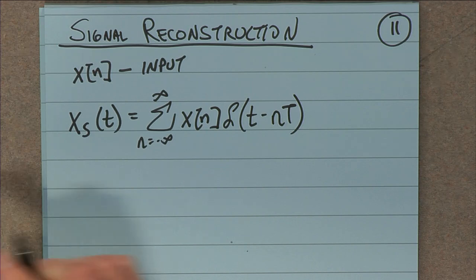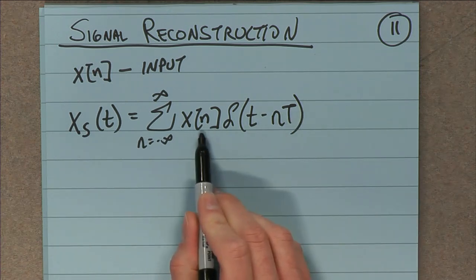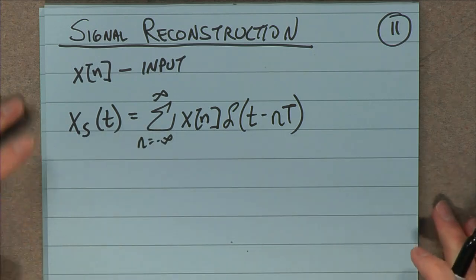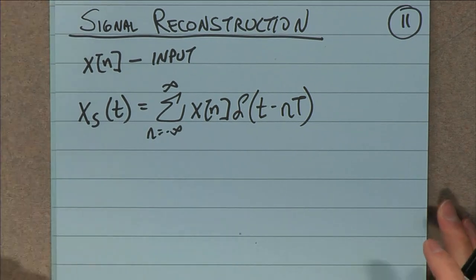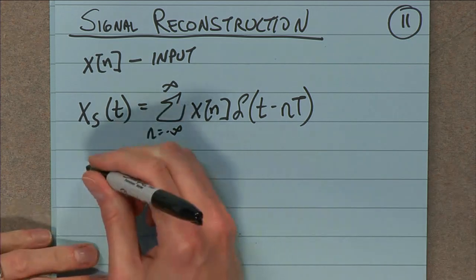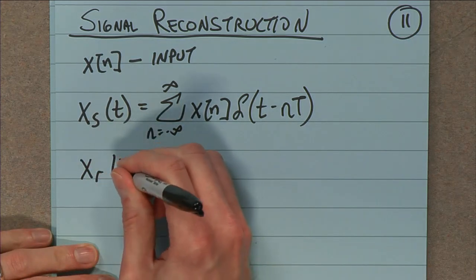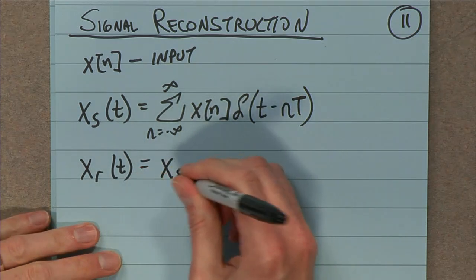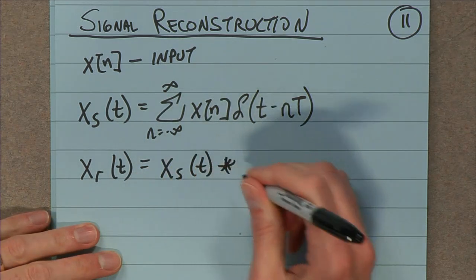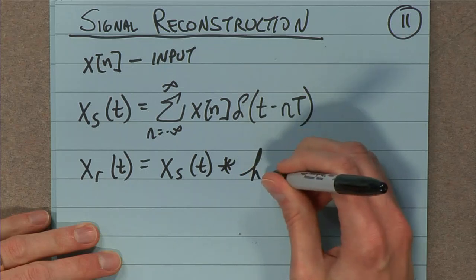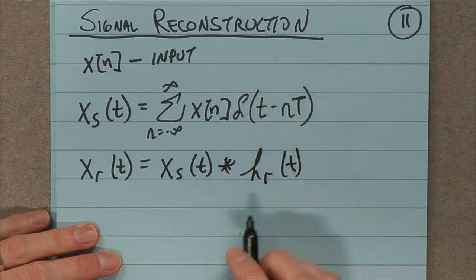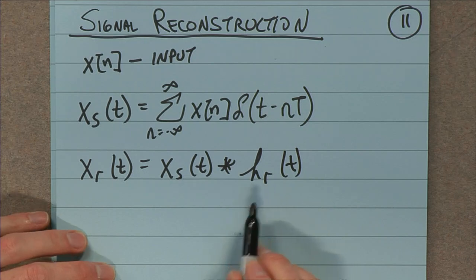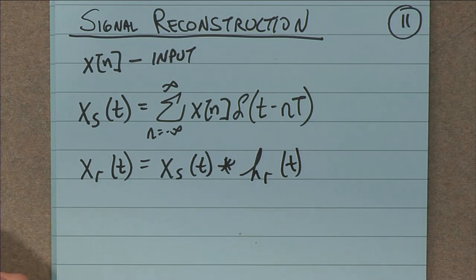So all these impulse trains have a size that corresponds to x[n], which is the input. So we'll end up with shifted copies of the spectrum. But we can filter it by a convolution in time with h_r(t), where h is the impulse response, r means reconstruction, so it's the impulse response of a reconstruction filter.